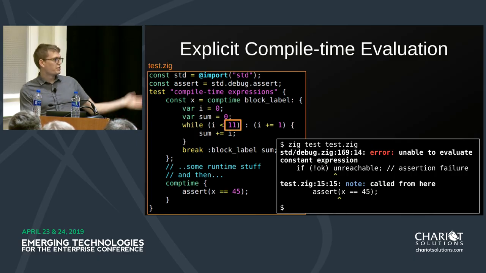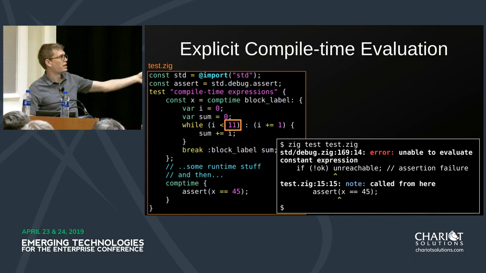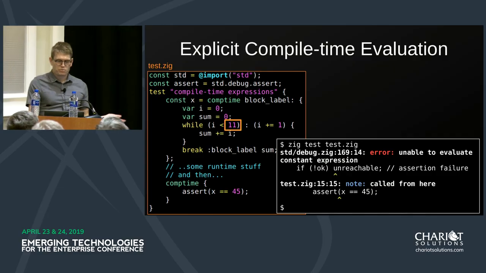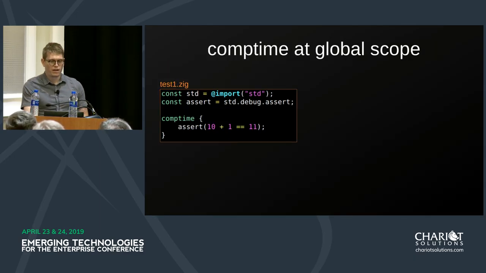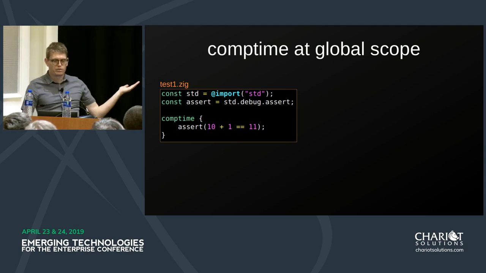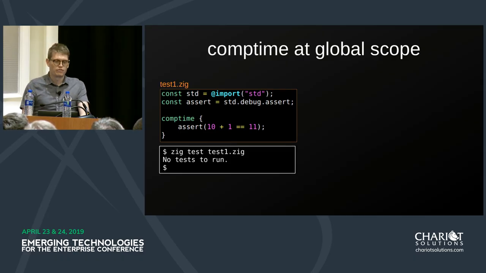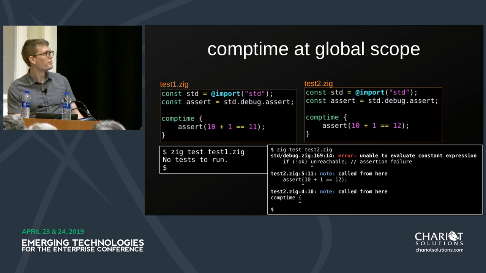So fleshing this out some more, here I'm using compile time expressions inside of a function, but I also might just want to statically make an assertion, just like I was saying just now. So you can also make a top-level declaration, which is comptime. Here I'm just doing a very simple assertion that 10 plus 1 is 11. So of course that works. If I try to assert something wrong, then of course I'm going to get a compile error.